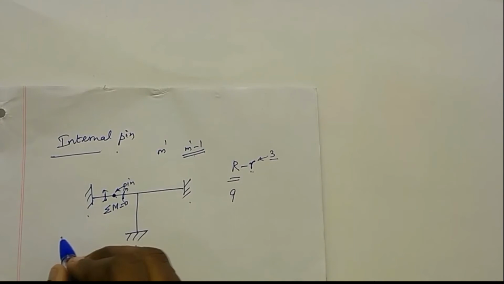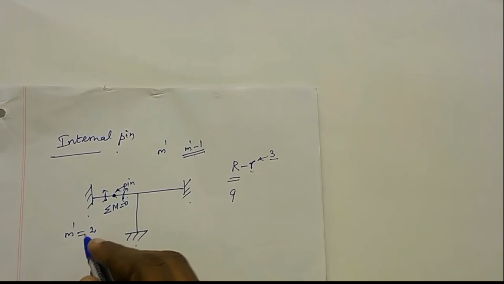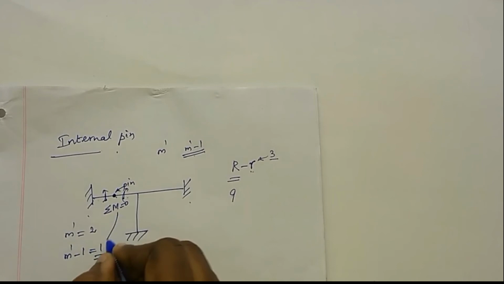Here let us see, m dash is equal to 2, that is, the number of members joining the pin is 2. So the number of equilibrium equations is m dash minus 1, that is 1. So the one equilibrium equation is sigma m equal to 0.